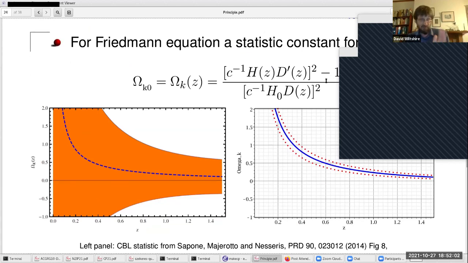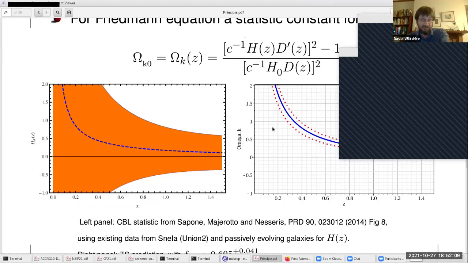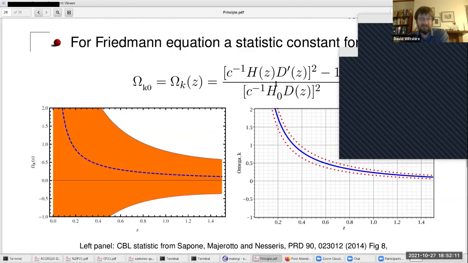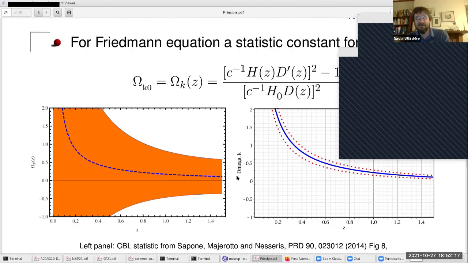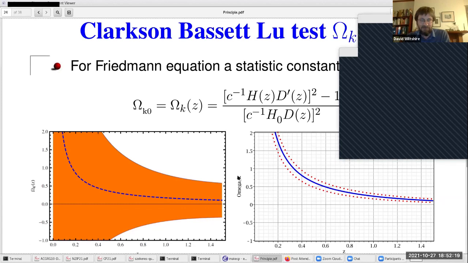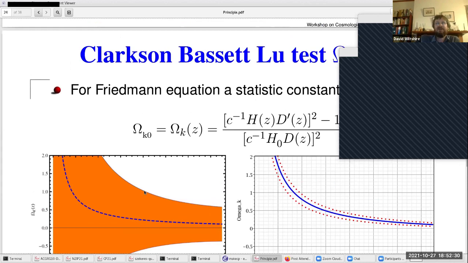So there are better ways to do this observationally, which I discussed in 2009, but the people who've looked at it since just took the original test statistic. Sapone, Majerotto, and Nesseris have done the projections. I'm not an observational person. I know that Arman Shafieloo is interested in these things, and this might have been updated, but there are a lot of them.